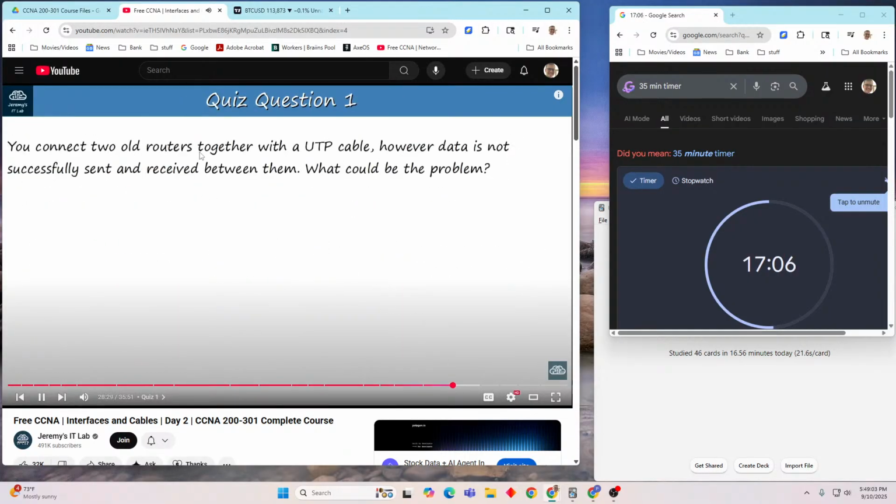Quiz question 1. You connect two old routers together with a UTP cable. However, data is not successfully sent and received between them. What could be the problem?